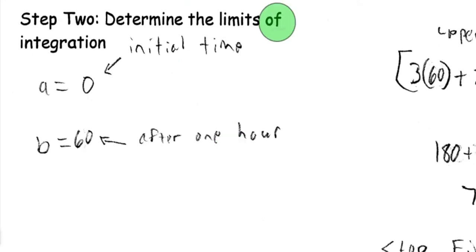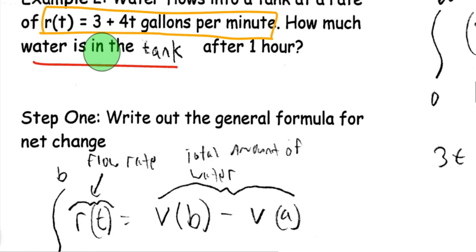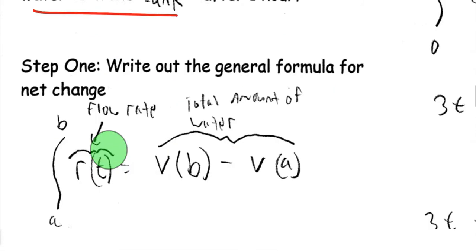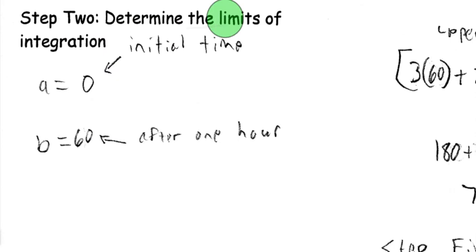Step 2, determine the limits of integration. Now, sometimes net and total change are the same, especially if your rate function and your original function are both positive, then you won't have to worry about absolute value for total change. So in this particular problem, I don't believe there's ever going to be a negative amount of water in the tank, so you won't have to worry about that.